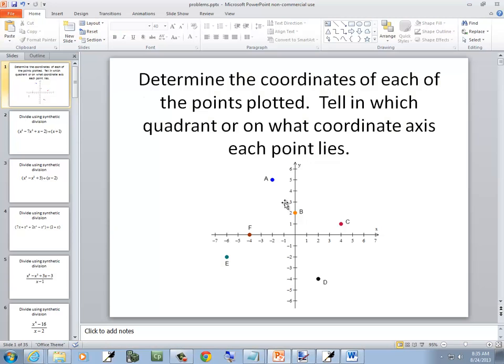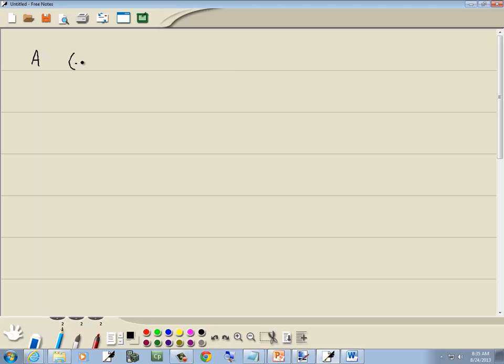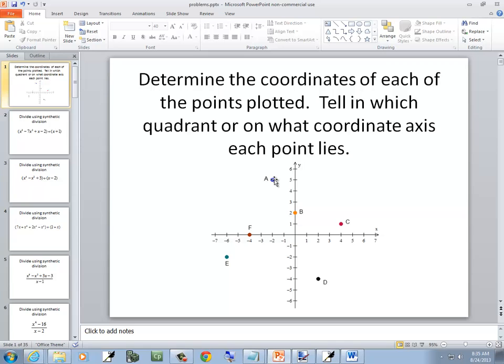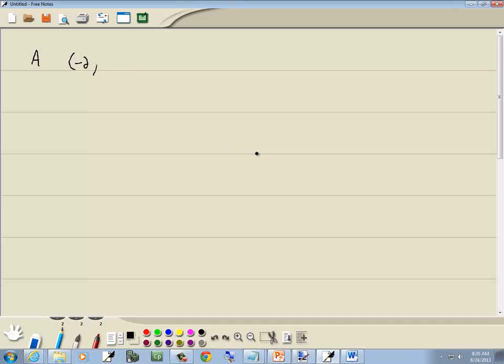So for A, if I come down here, you go straight down to the x-axis, see what the x part is, which is -2. And then you go straight over to the right to see what the y part is, so that's 5. So that point would be (-2, 5). Now quadrant-wise, remember this is quadrant 1, this is quadrant 2, this is quadrant 3, and this is quadrant 4. So over here, this is quadrant 2.